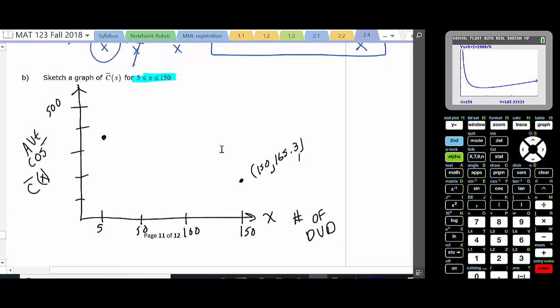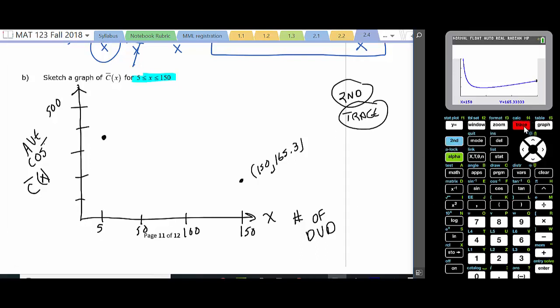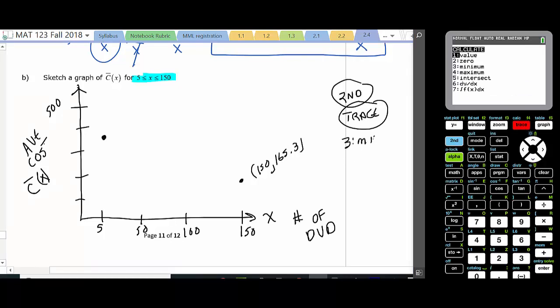The way you do this, we've done this before. Write down the keystrokes if you need to. You're going to go second trace. You have to have your graph up to do this. So you start by going second trace, and then you go down to option 3, which is minimum. Highlight option 3, press enter.